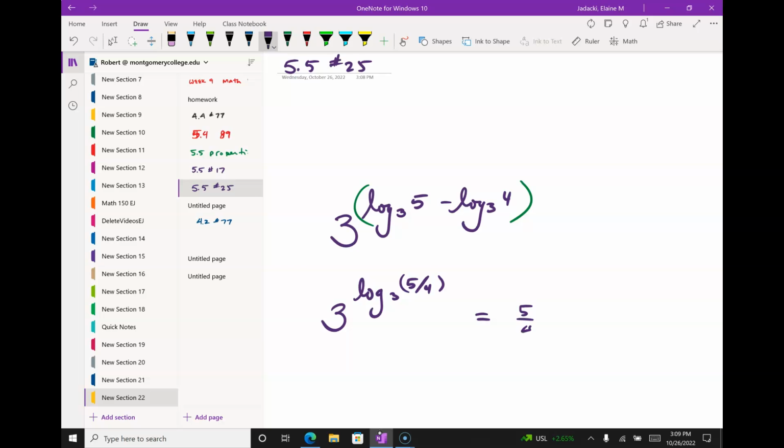So what do I get? 5 over 4. Whatever is in there. Whatever argument is in there. 3 to the x and log base 3 of x cancel out.